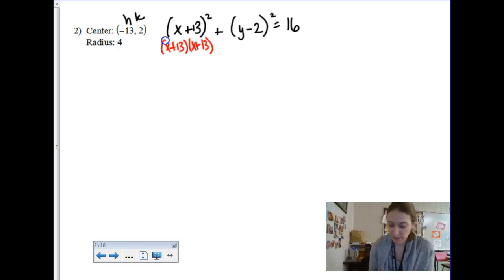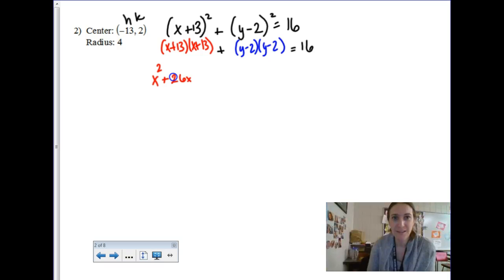And then this time, we aren't so lucky, we do have to FOIL out (y minus 2) squared, all while remembering there's a plus sign between those terms, and there's still a 16 off to the other side of the equal sign. So (x plus 13) quantity squared is x squared, and then I'm going to skip a step, 13x plus another 13x is 26x, and then 13 times 13 is 169.